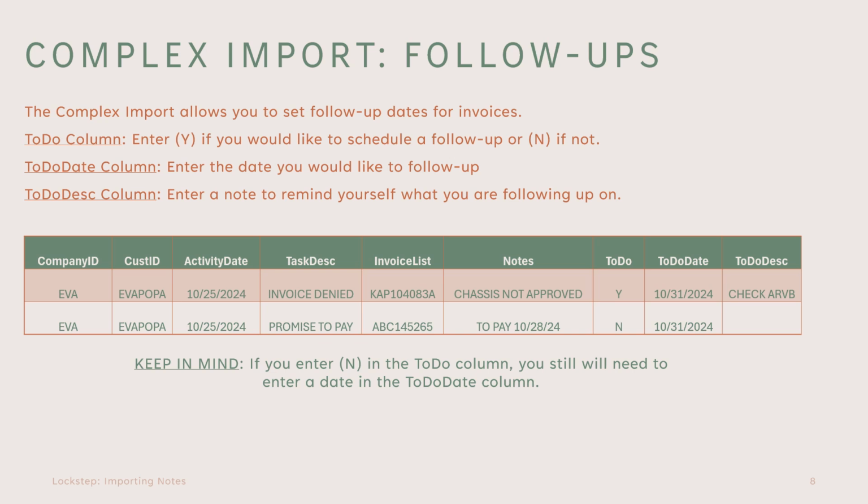After entering your To Do Date, our last column here is To Do Description. You can enter a note to remind yourself what you're following up on. For example, check the ARVB, or email customer, or call customer, or escalate to management. The To Do Description is for you, and it's just a reminder as to what you need to follow up on for that invoice.